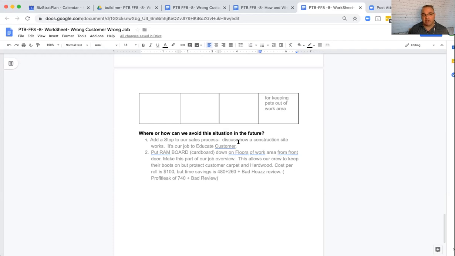The cost per roll is $100 for that carpet, but is it worth it? Absolutely, because in this case, the time savings was $480 plus $260 plus a bad house review. So that's a profit leak of $740 plus a bad review, and you've just solved it for the future, at least, by doing this worksheet.